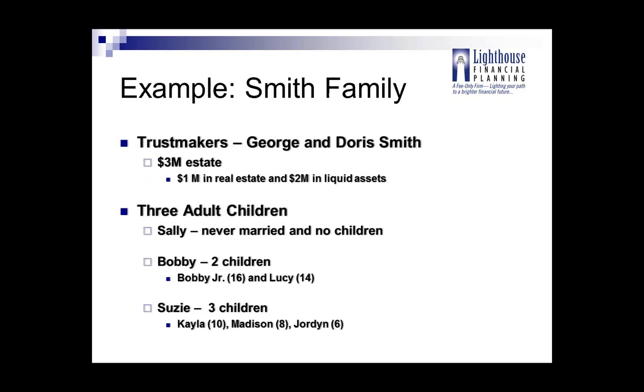So I'd like to walk you through a sample trust administration. Here we have the Smith Family Trust created by George and Doris Smith. In this scenario, we have a $3 million estate consisting of real estate and liquid assets such as bank accounts and brokerage accounts. And in this scenario, George and Doris Smith have 3 children. Sally never married and has no children. Bobby has 2 teenage children, and Susie has 3 preteens.